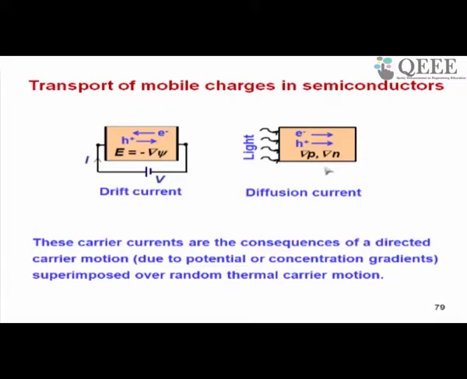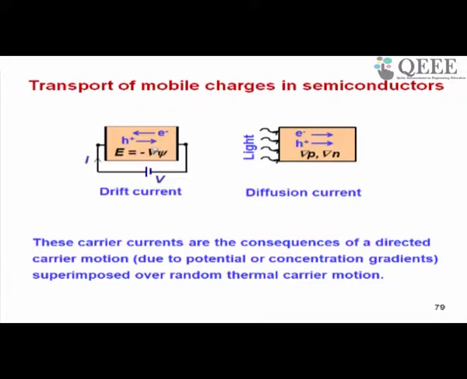So it is very important to understand that the way we normally show current by straight arrows is only a part of the picture. Let us look at the complete picture, how electrons and holes move in a semiconductor. We have said that this motion is to be regarded as a superimposition of a directed motion over random motion. This is the key point.